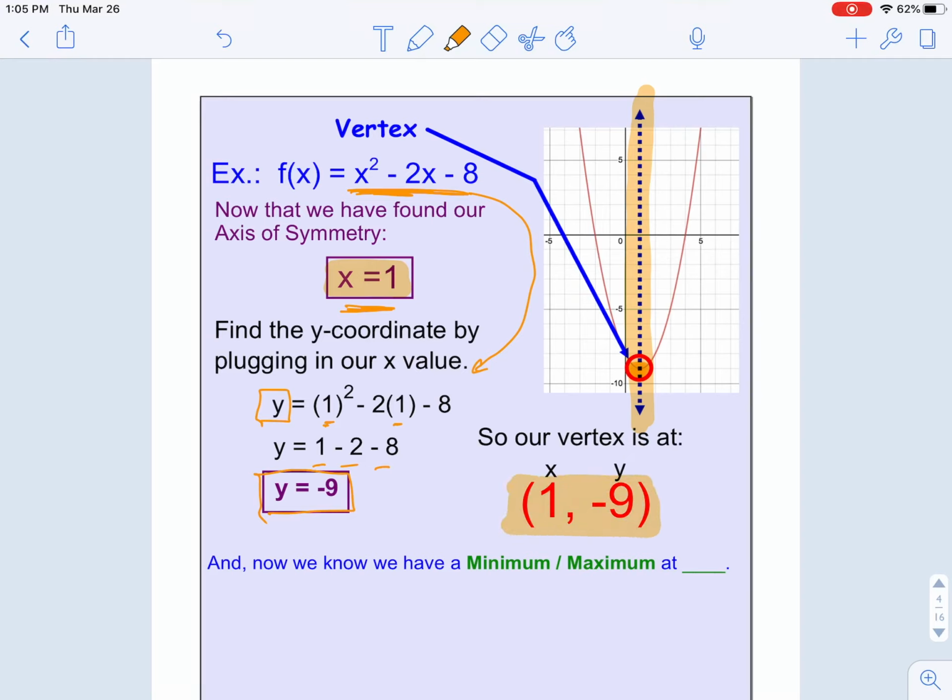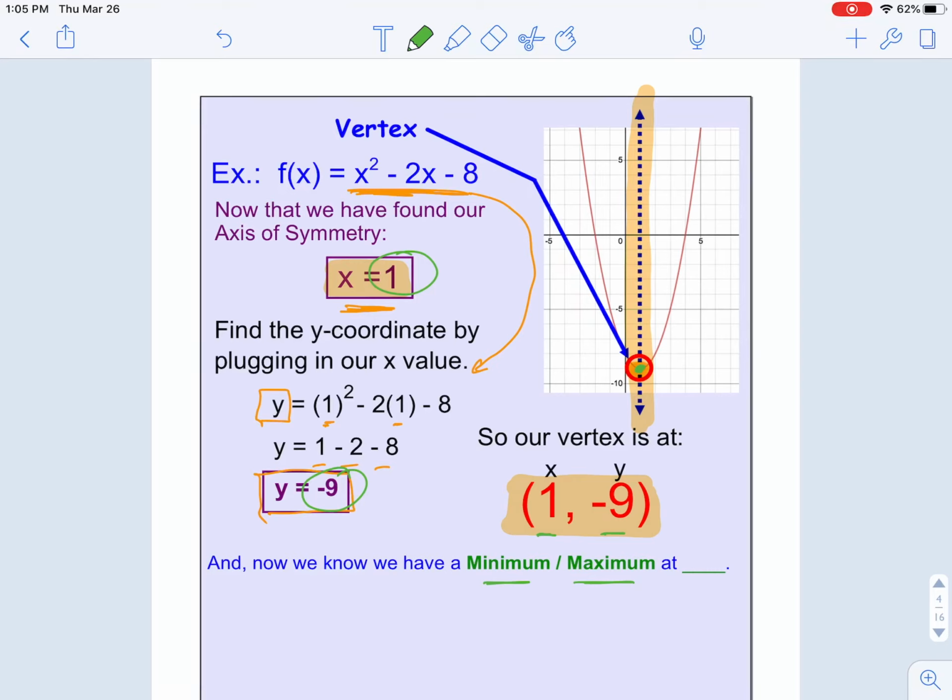Our vertex is a point on our coordinate plane, and it is the 1 from our x, right there, and then negative 9 for our y, there and there. And remember, since this is where our graph turns around, this is going to be either a minimum or a maximum value. Okay, so here's our vertex.